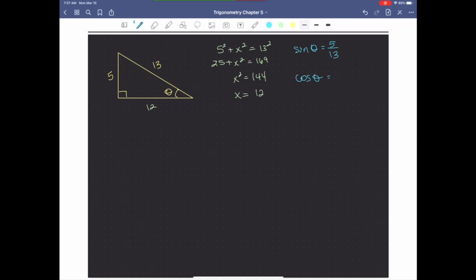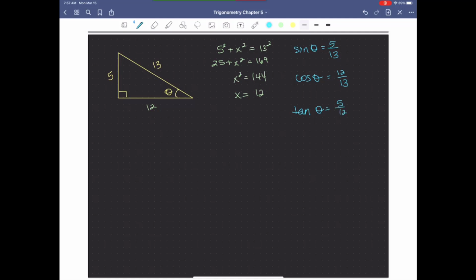What about if I wanted to do cosine of theta? What's cosine of theta going to give me? Yep, which is going to give me 12 over 13. And then the tangent of theta is going to equal 5 over 12, right?